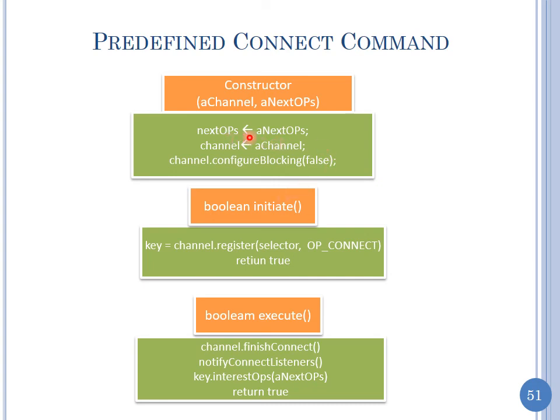It stores the next ops, okay, and it configures blocking false, and it registers the connect operation, not this operation that was passed. Again, I have a typo here. In the execute command, it says channel.finishConnect, which is guaranteed to finish at this point. It calls notify connect listeners, and then it registers interest in the next ops, which was passed here, and returns true.